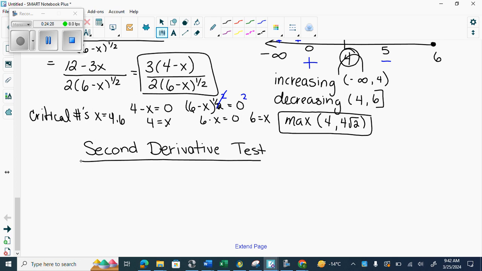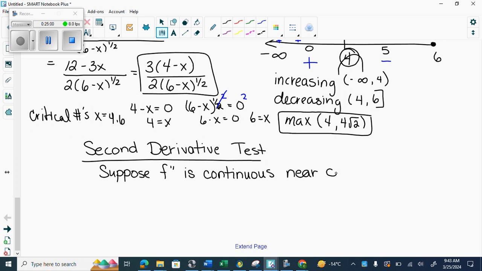So if I ask for intervals of increase, decrease, you have to do all the work we just did. But if I just ask if something is a max or a min, you do not. So the second derivative test, I want to write it down properly. Suppose f double prime is continuous near c, which is the critical number. So it just means that c isn't an asymptote, right? Continuous near c.